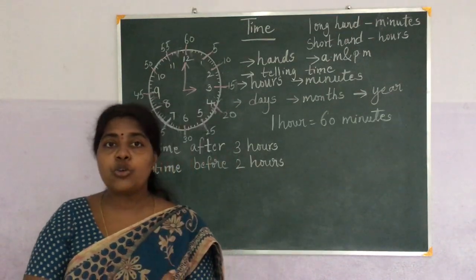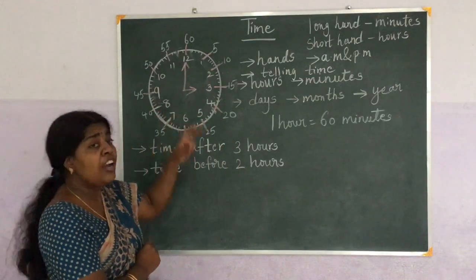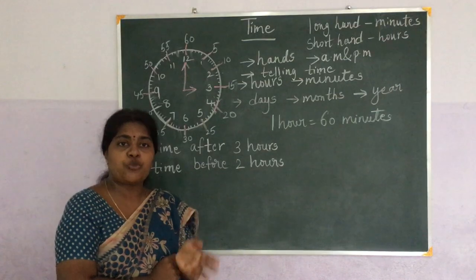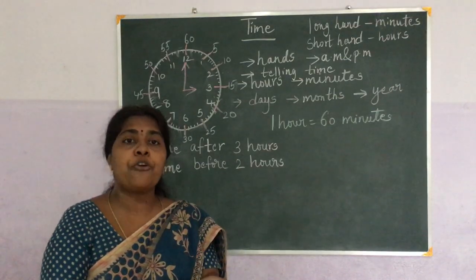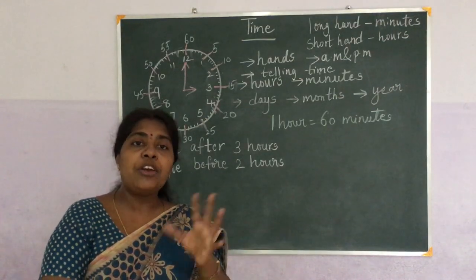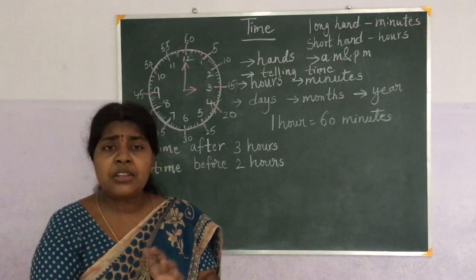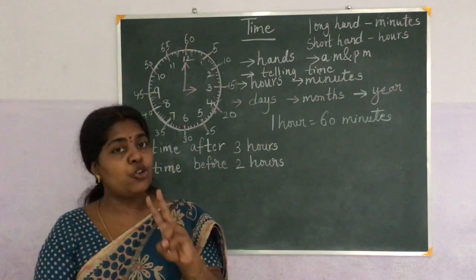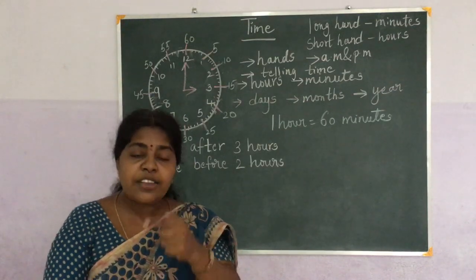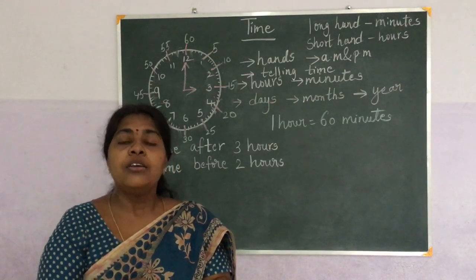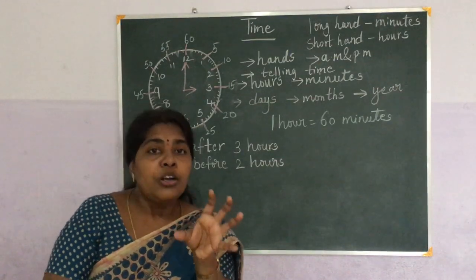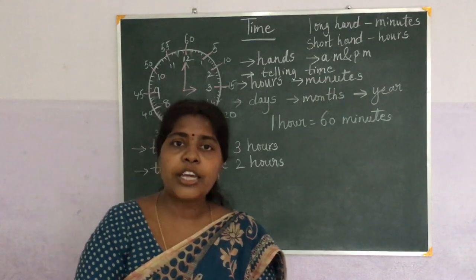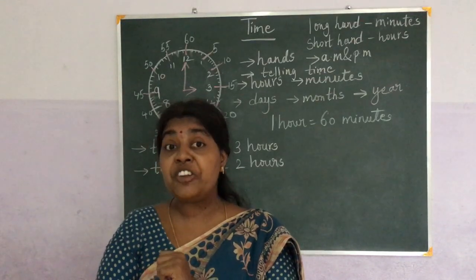Why is it taking 2 rounds? Because we are having 12 numbers. Half of 24 is 12 and another half of 24 is 12. 12 and 12 makes 24. That means to complete one day, the clock has to make 2 rotations. It has to go 2 rounds completely, so that we are getting 2 timings differently: 6 o'clock in the morning and 6 o'clock in the evening.